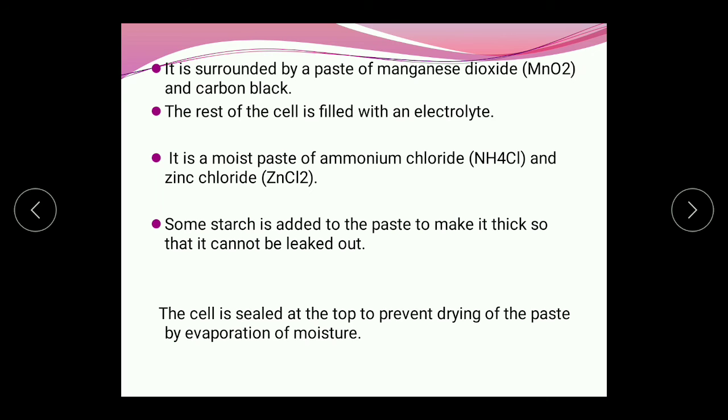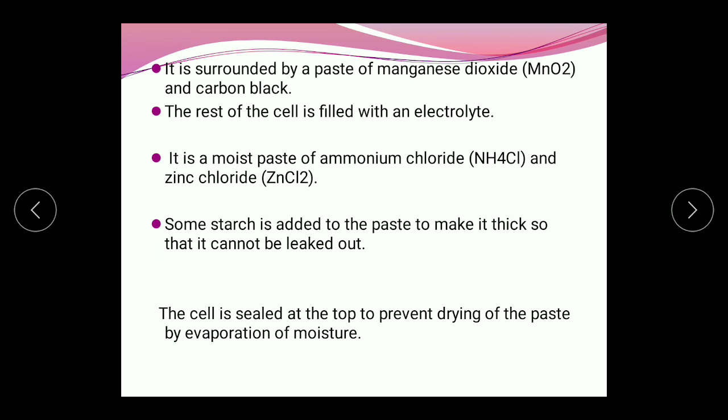So this is all about the construction of the cell. You have to draw the figure of the cell in the exam, so it is better to practice the cell. We are going to end today's session here because the cell reactions are a bit complicated, hence it will take some more time. So in the next session, we will learn about the cell reactions occurring at the anode and cathode, as well as the net cell reaction and uses of a dry cell.